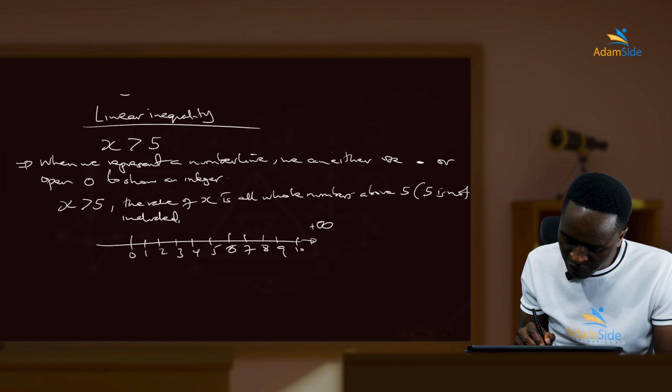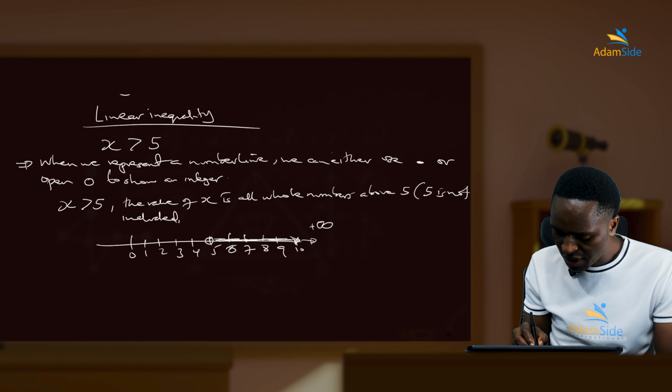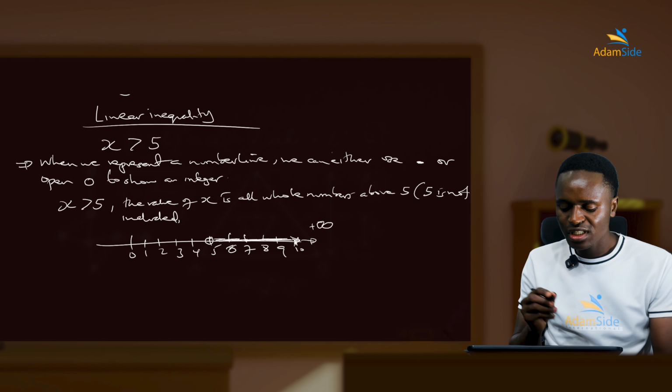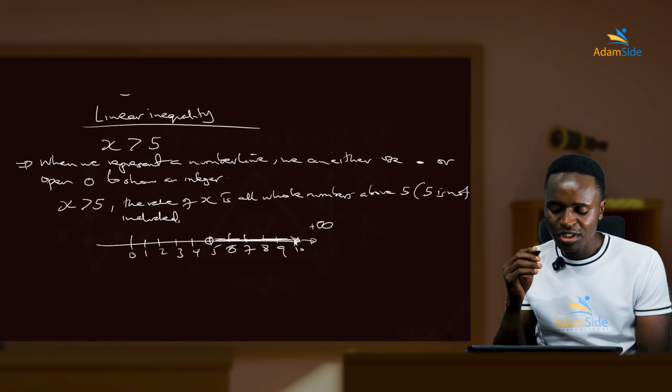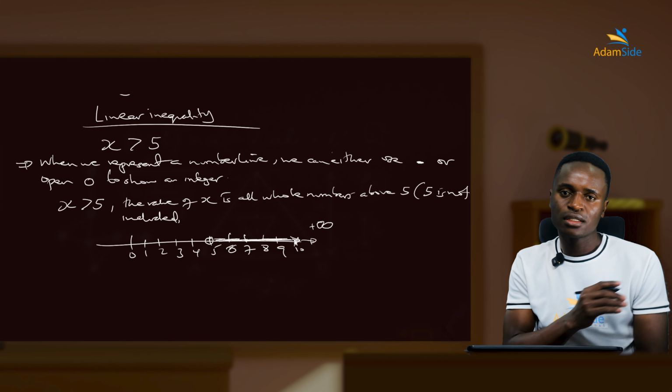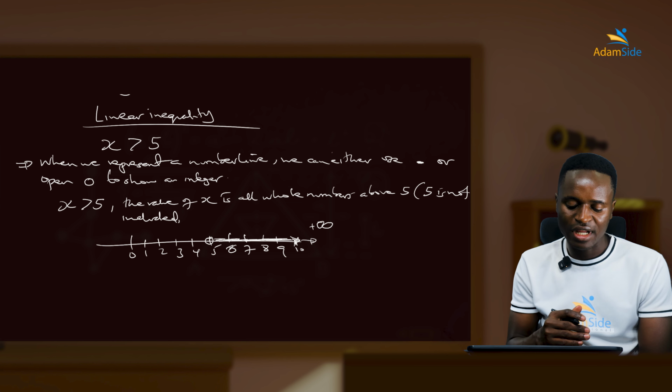That means if I'm supposed to represent, I'll use this as an open circle and then draw an arrow to show that all the numbers above, apart from 5. So it can be either 6, 7, 8, 9 to infinity, apart from 5.